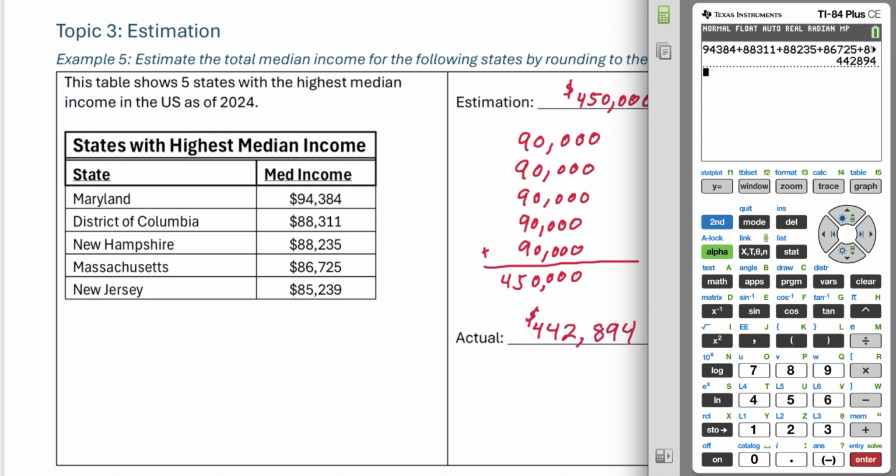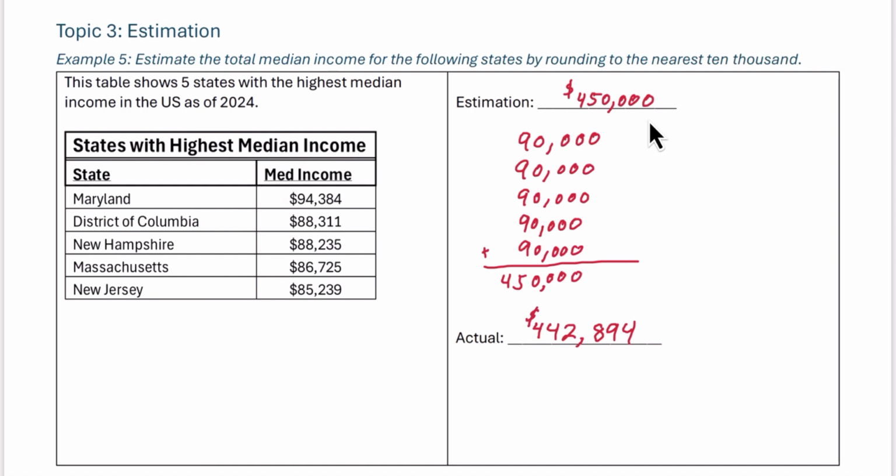Notice that that value is relatively close to our estimated value. So if you don't have a calculator available and you want to get a quick estimate, we can round values and then add them up, and it's a little bit easier than adding these up individually as they are originally.